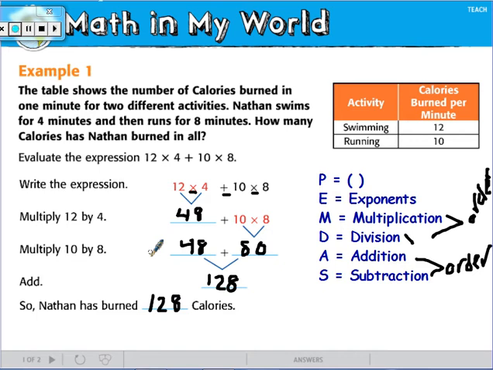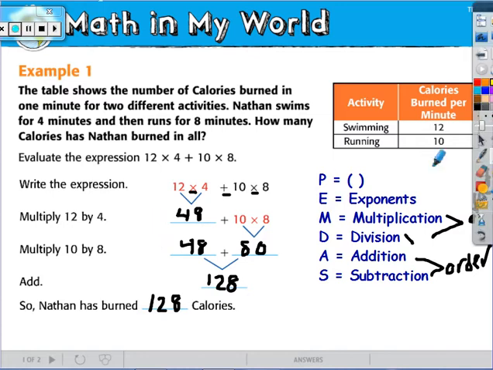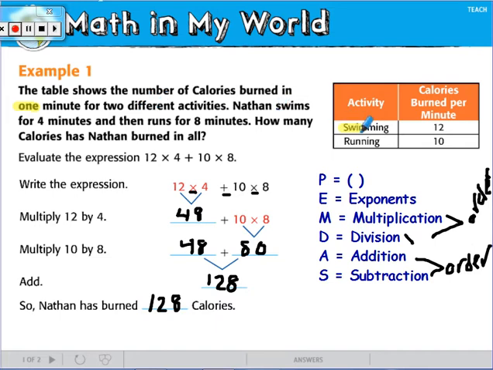Now, they already had it all laid out for us, so we just solved it. Now let's go back and talk about why we set it up this way. If we look at our problem, it says the table shows a different number of calories burned in 1 minute for 2 different activities. The 2 different activities are swimming and running. Okay? It says Nathan swims for 4 minutes. So swimming has 12 calories per minute. So 12 times 4 equals the number of calories that he burned when he was swimming.